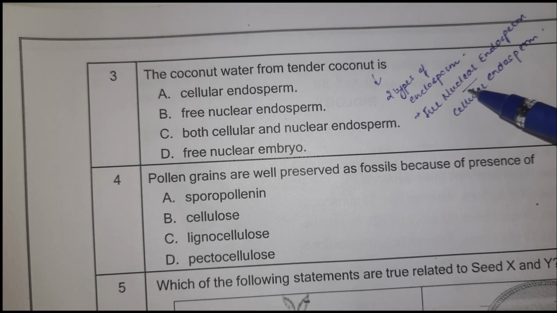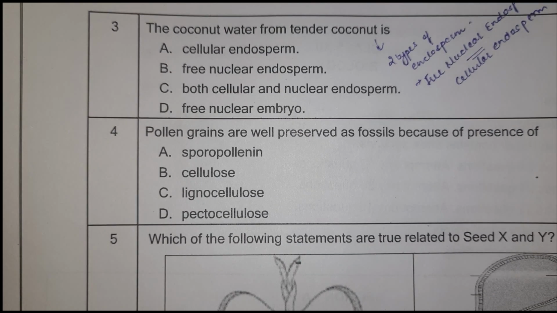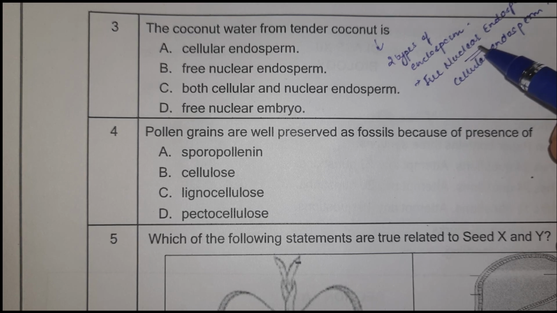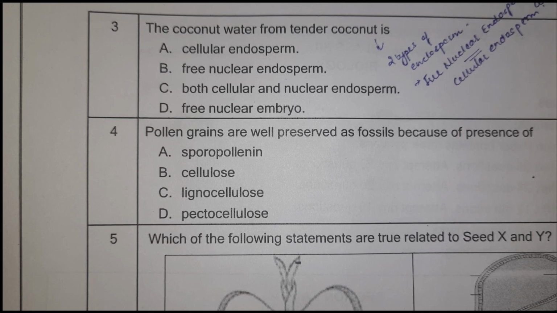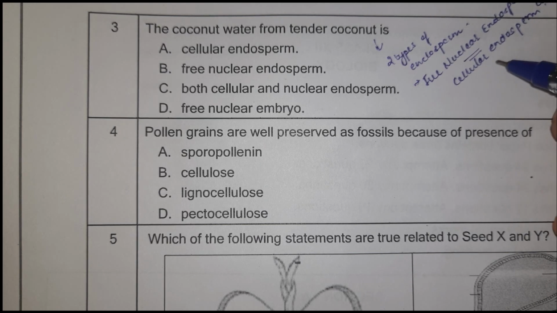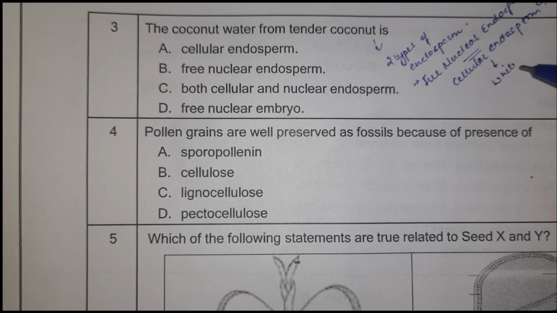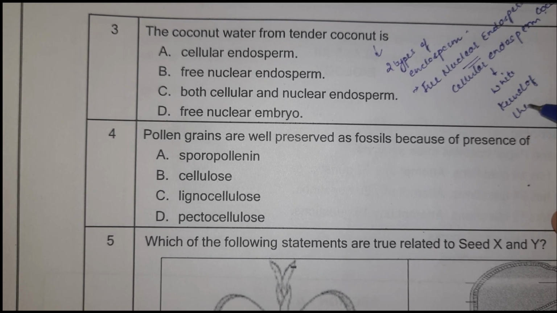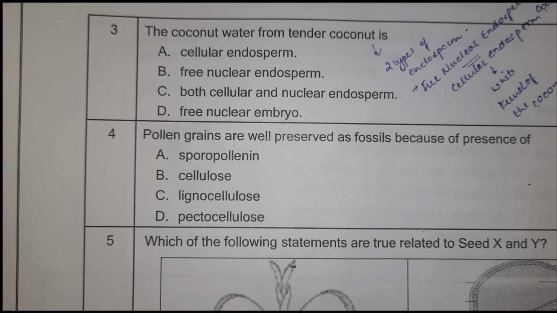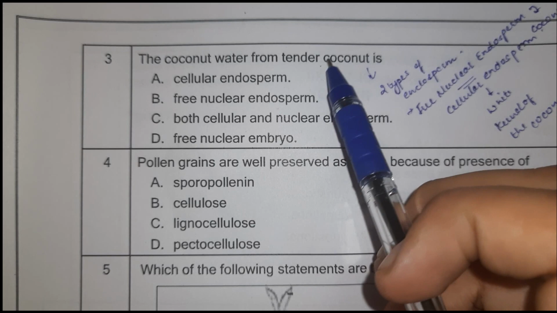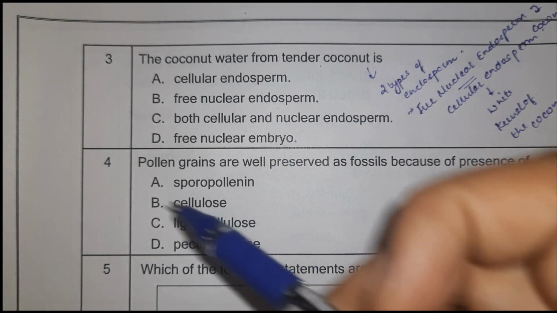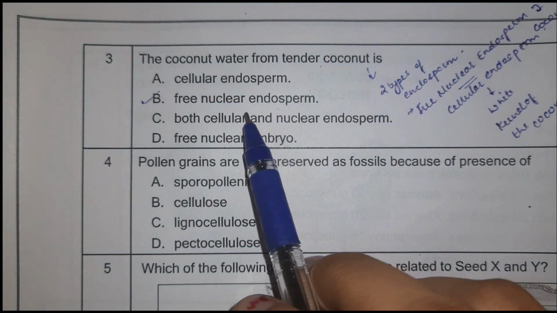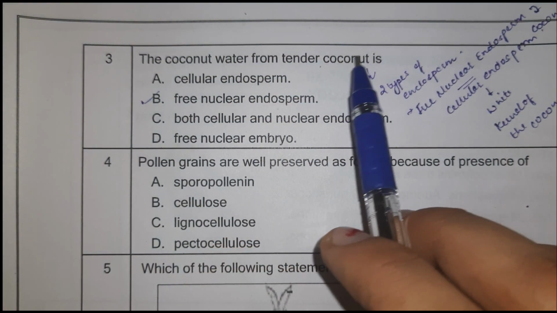The free nuclear endosperm is when the endosperm has undergone nuclear division and no cell division. This is the case with coconut water. After cellularization occurs, it becomes the white kernel of the coconut. We have been asked about just the coconut water, not the white kernel. So our correct answer will be B. Free nuclear endosperm is found in the coconut water of tender coconut.